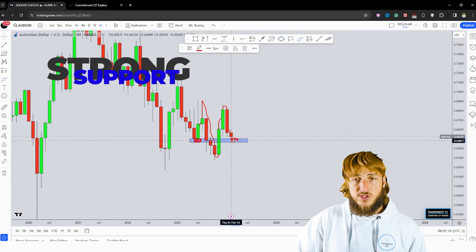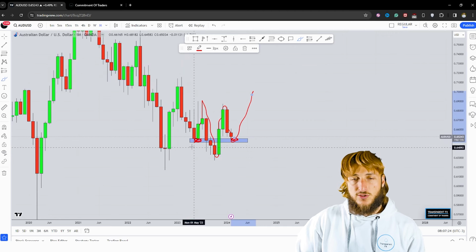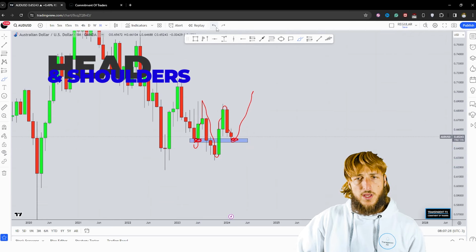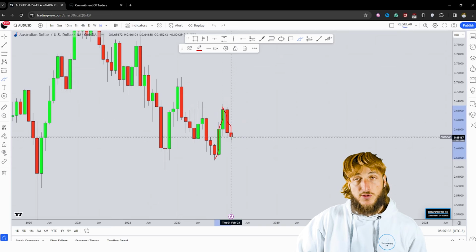And there is a possibility from here to see a rejection to the upside, creating an inverted head and shoulders with the left shoulder here, the head here, and the right shoulder here. We can also notice that from a pattern standpoint, we have a quite clear impulse followed by this correction.